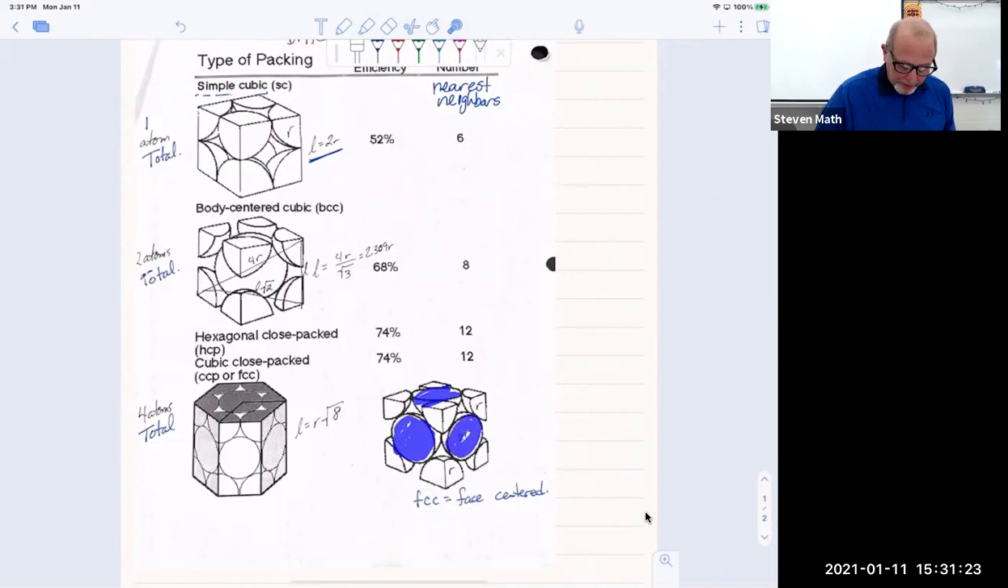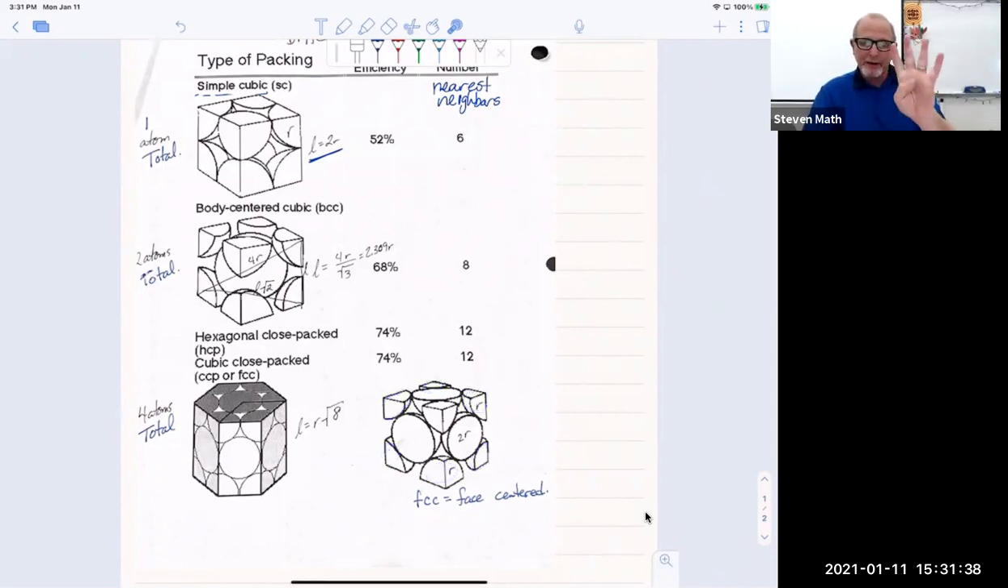Well, it doesn't take long to figure out there are 6 sides to a cube and each side has 1/2 an atom. That's going to be 3, plus we still have all of our atoms on the corners. So 3 from the faces and 1 from the corners. Face-centered cubics have a total of 4 atoms.